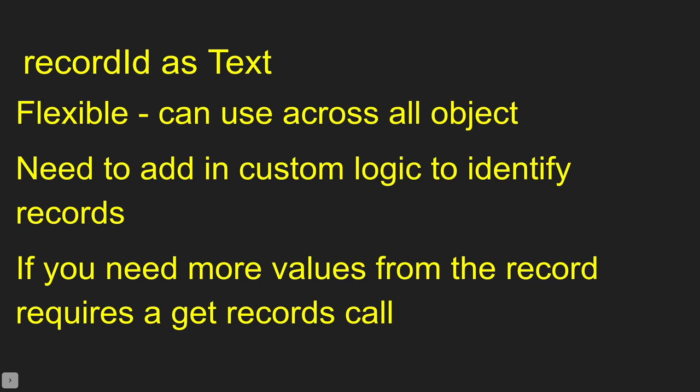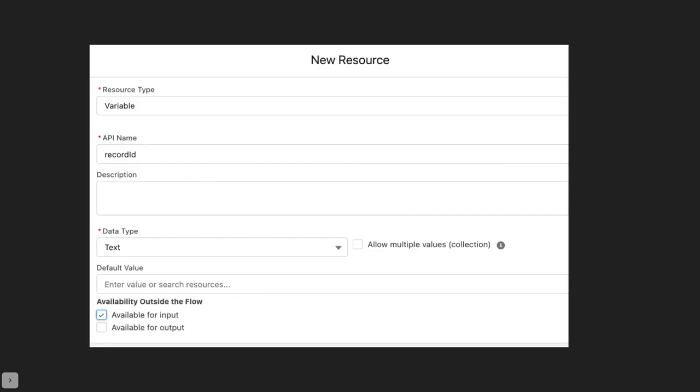If you need any additional values from that record, you will do a get records call. So you don't get all the values passed to it. You have to go find those particular records for that particular ID that you've received. So here is a resource. Here's a variable. We called it record ID. This is the text type. And like I said, make sure you make it available for input that allows you to pass an ID to it. If you don't check that box, this variable is pretty much useless because you can't do anything with it outside of the context of the flow.